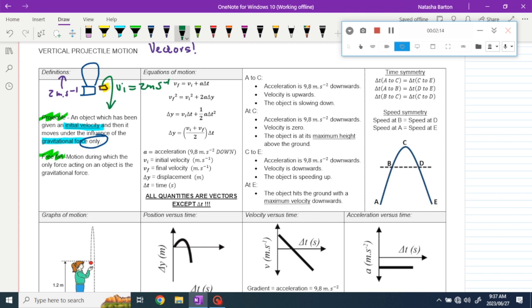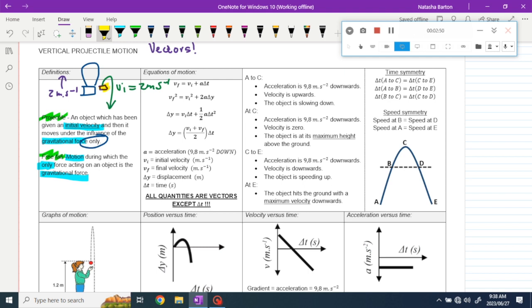Okay, then we have free fall. Free fall is the second part of this definition, and it says motion. They said when we were marking the previous paper that you guys wrote, for grade 10 learners, that the word motion must be there. So it's motion during which the only force acting on the object is gravitational force. So if you said an object which moves under the influence of gravitational force only, you get 4 marks for free fall. But for projectile, you must say initial velocity.